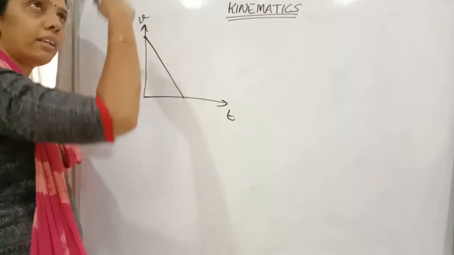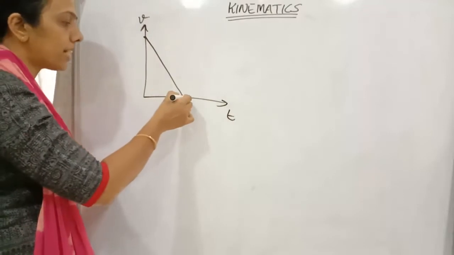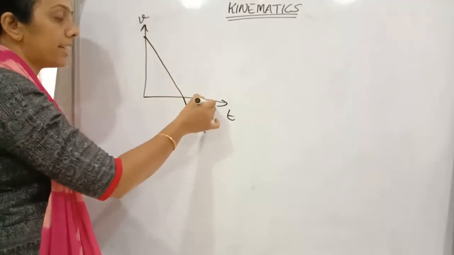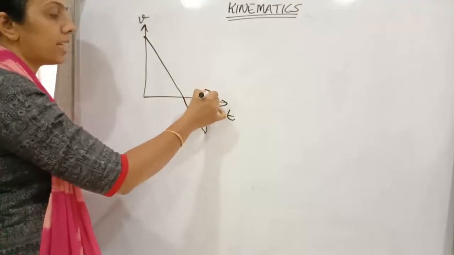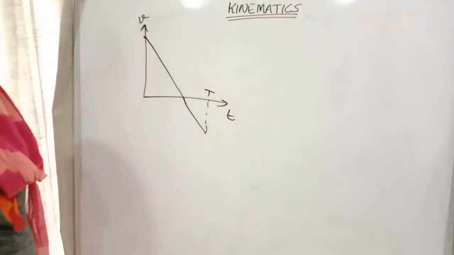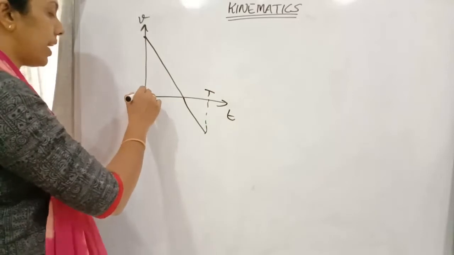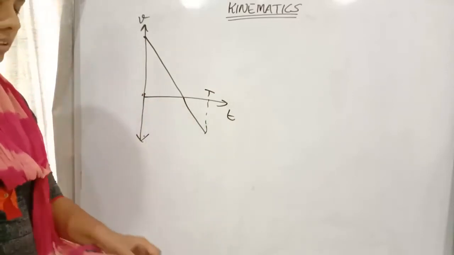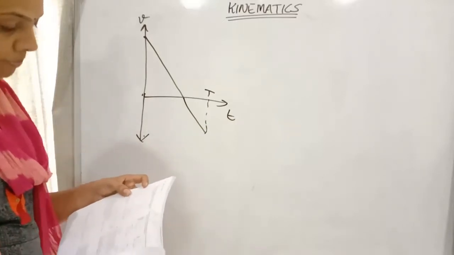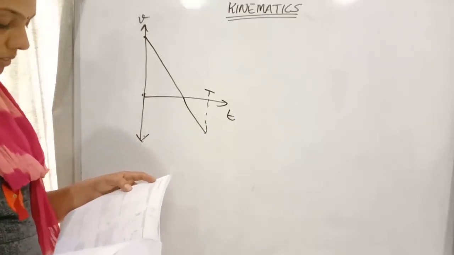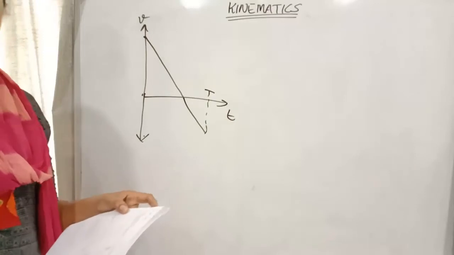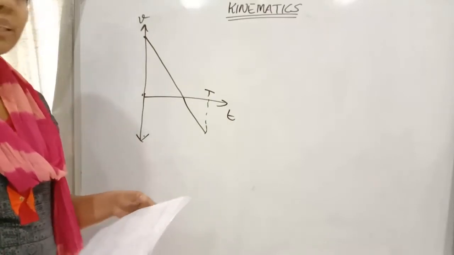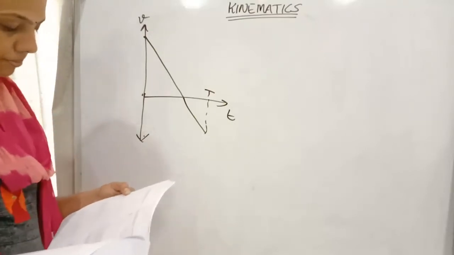When it starts moving in the downward direction, what will happen? Velocity keeps decreasing and goes into the negative direction. At time t, the velocity becomes maximum in the downward direction, so in the negative direction. This is the graph we get for this. The same line graph is given as option A, and many other graphs are given, but they are not required. We need only this graph.